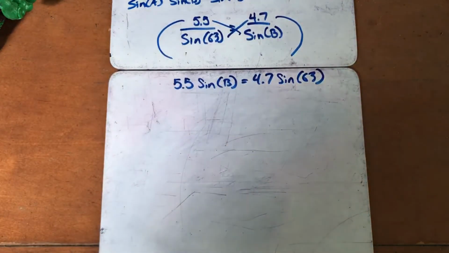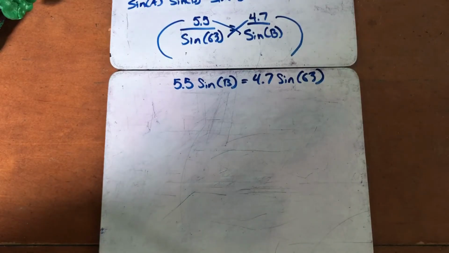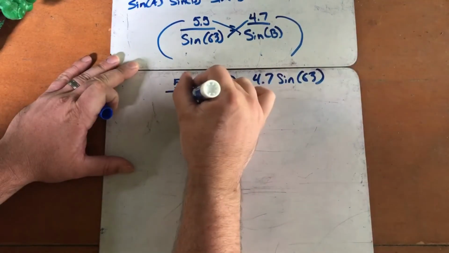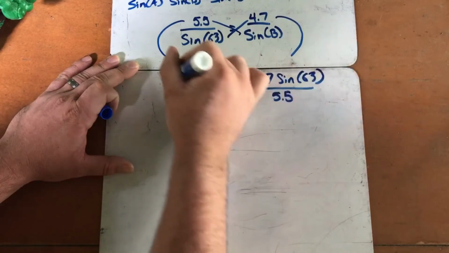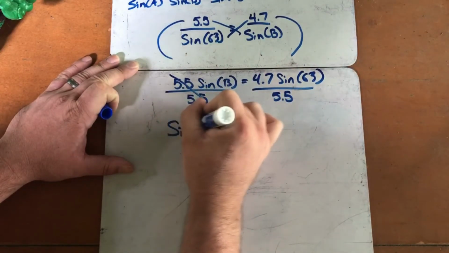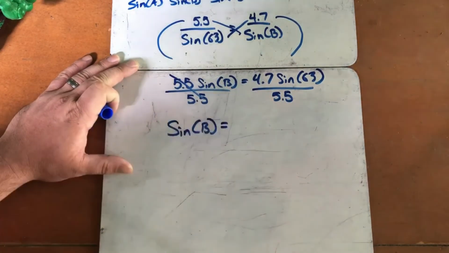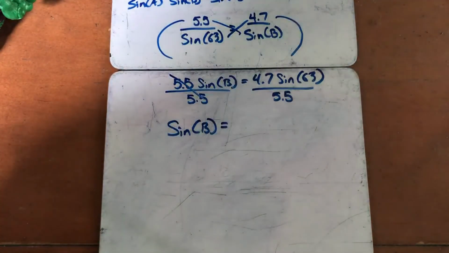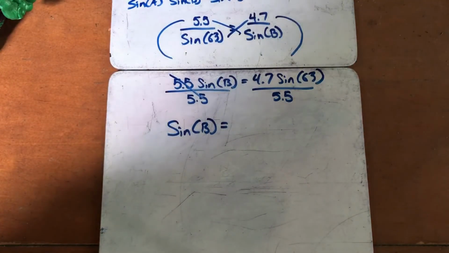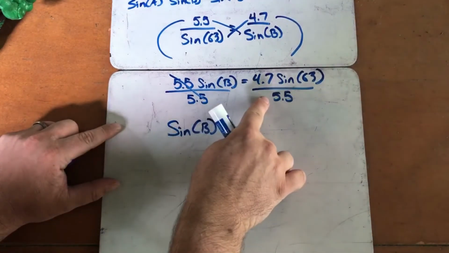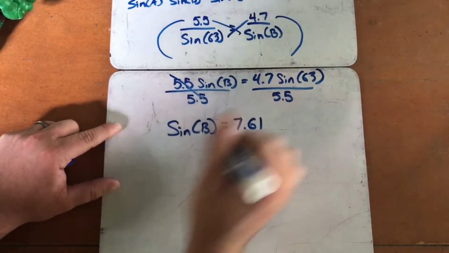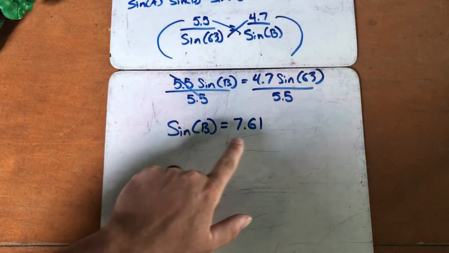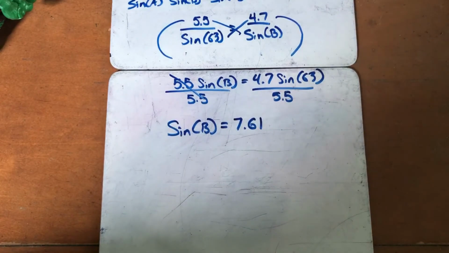All right, so there's one last thing to get the sine of B by itself. I would divide both sides by 5.5, divide this side by 5.5, those cancel. And so now I have the sine of B equals 4.7 times the sine of 63 divided by 5.5. So I can type this in my calculator and I find out that it is approximately 7.61. So the sine of B is approximately 7.61.